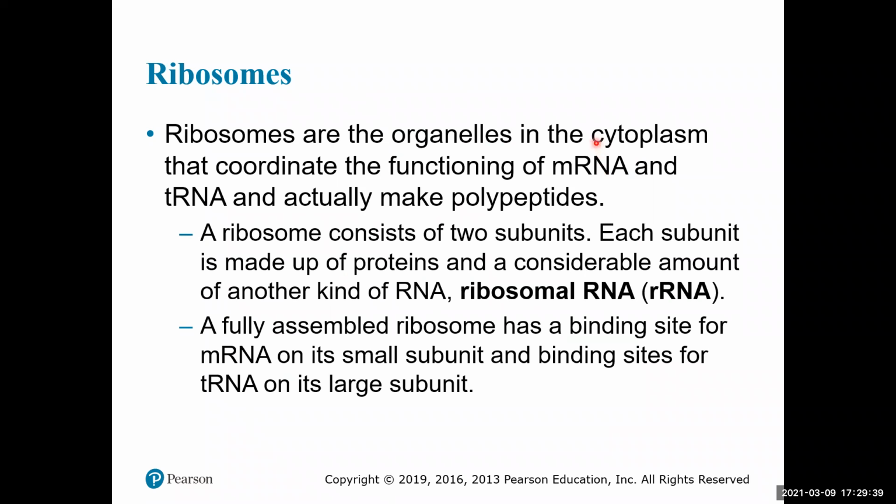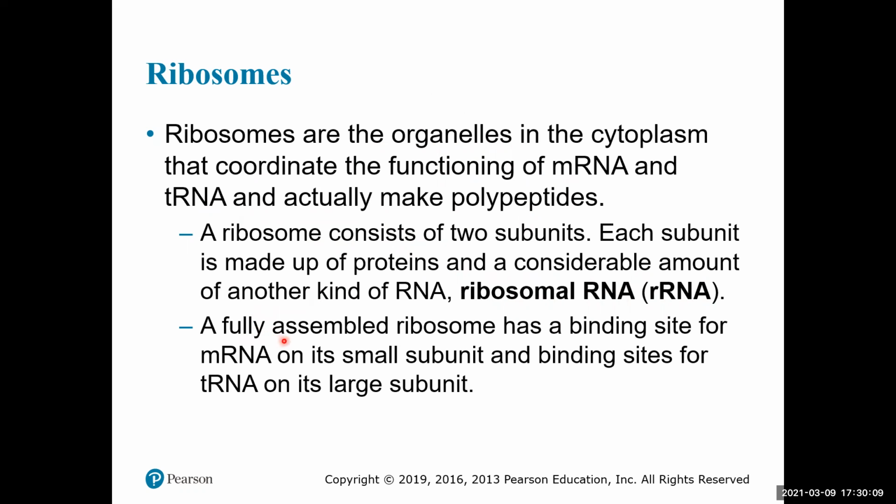Okay, so with translation so far, we said that you have to have messenger RNA, you have to have transfer RNA, and you also have to have a ribosome. The ribosomes are the organelles that coordinate the mRNA and the tRNA together and make those polypeptides. And like I mentioned a while ago, the ribosomes are made up of rRNA, so ribosomal RNA.